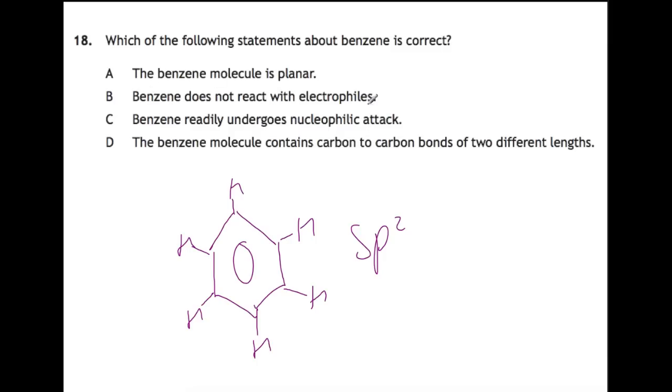Benzene does not react with electrophiles. Benzene has a lot of electrons here in the centre, so electrophiles will attack benzene quite easily. Benzene readily undergoes nucleophilic attack. It does not undergo nucleophilic attack since it reacts with electrophiles instead. The benzene molecule contains carbon-to-carbon bonds of 2 different lengths. If we'd drawn them as a double bond and a single bond, then yes, that would be 2 different lengths, but we know that they're actually all equal bond lengths and then have the ring of electrons. So our answer here is A.